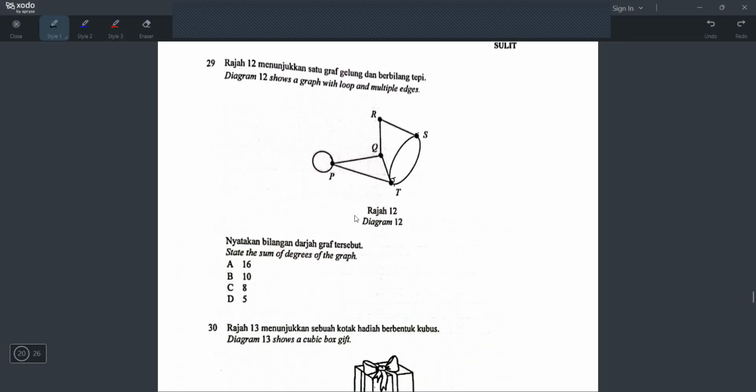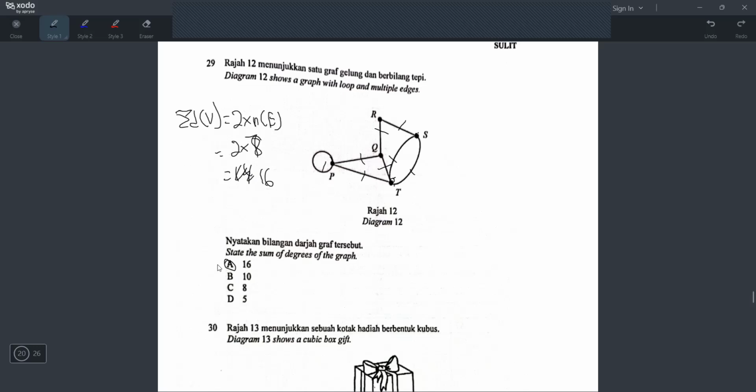Okay, state the sum of degree. The sum of degree formula is like this. Sum of degree, this symbol means sum. The formula is 2 times the number of edges. All right, 2 times the number of edges. What is the number of edges? 1, 2, 3, 4, 5, 6, 7. So 7. So 2 times 7, 14. Wait. 1, 2, 3, 4, 5, 6, 7, 8. I forgot this one. So 2 times 8. So the answer is 16. So the answer is A.